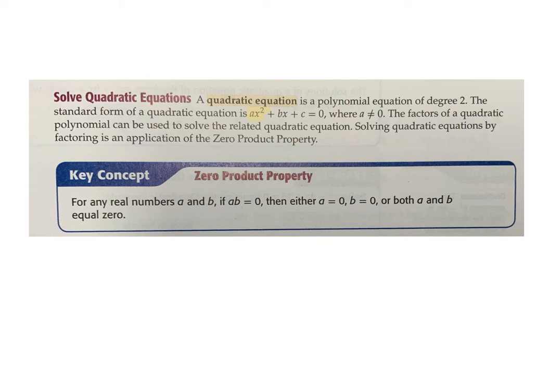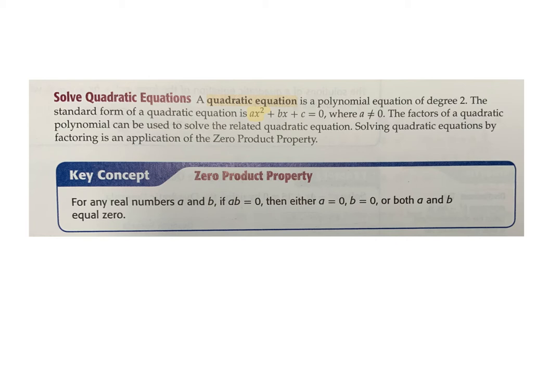The factors of the quadratic polynomial can be used to solve the related quadratic equation. Solving quadratic equations by factoring is an application of the zero product property. So, you should have done this in like Algebra 1 and Algebra 2. You factor something, set each factor equal to 0, and solve. You're basically unfoiling, all right?